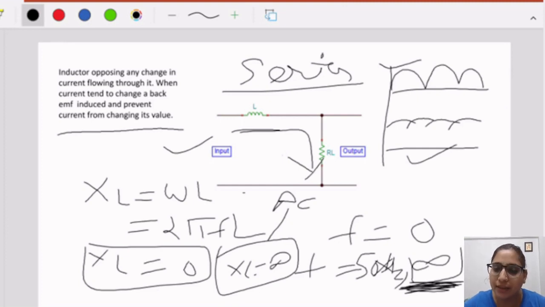One is the capacitive filter, another one is the inductive filter. So for now, this is much for today. We will discuss the LC filter and pi filter in our next class, and the comparison of filters we will also do. So for today, this is much.